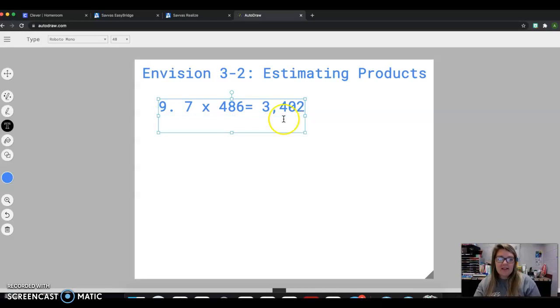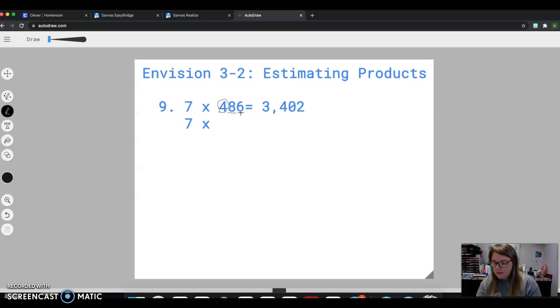Now, what it's going to be asking you to do is decide how you should round, and then you need to decide, is that answer reasonable? Okay, so let's do that now. So we're going to have 7 times something. We're going to round to the largest place value, which is the hundreds. So circle that digit, move to the right, and underline it.